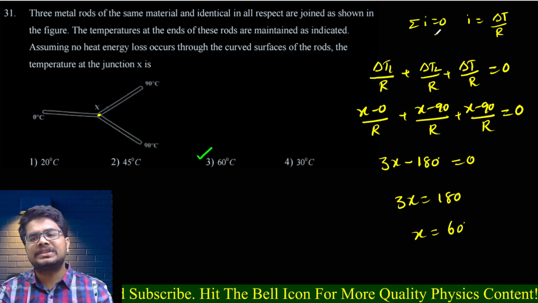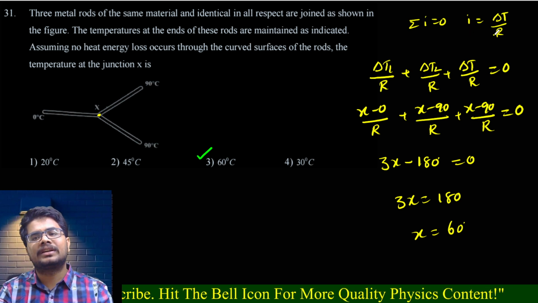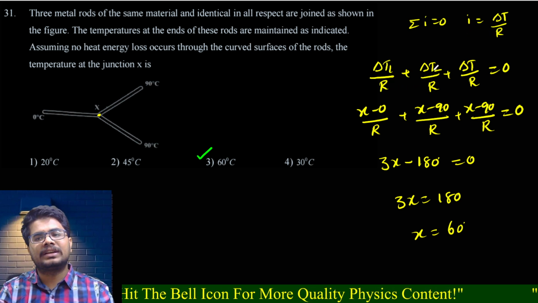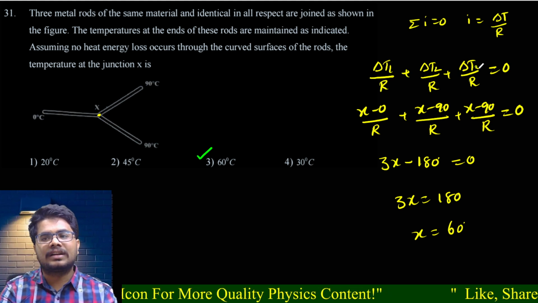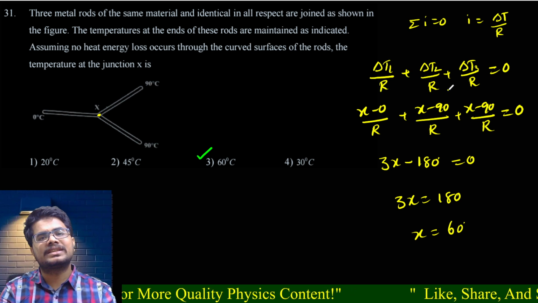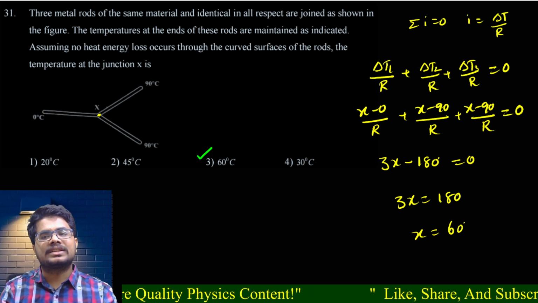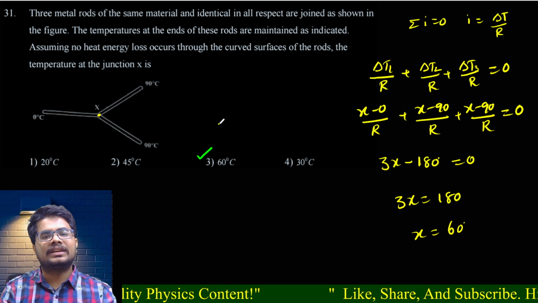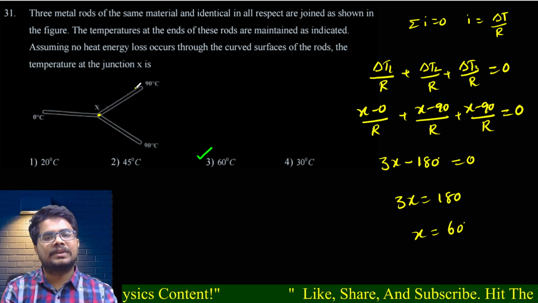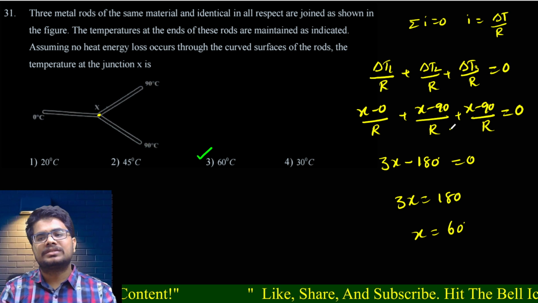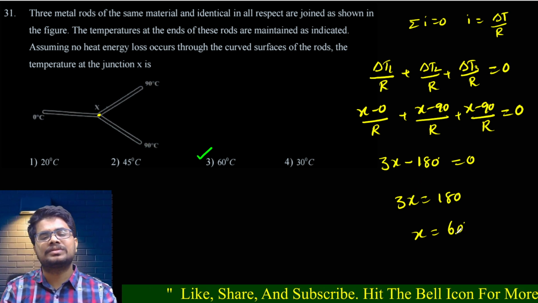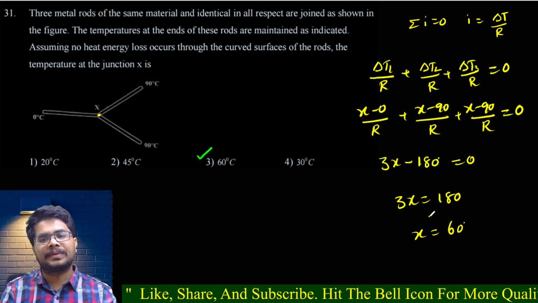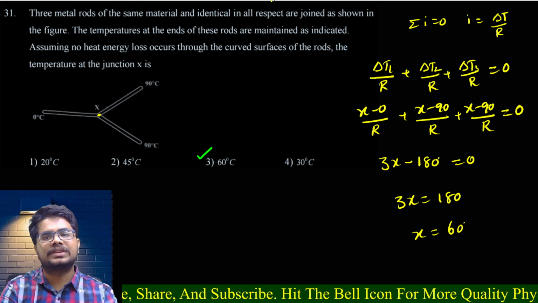Sigma I equals 0, means here heat current is 0. I equals delta T by R. So delta T1 by R1, delta T2 by R2, delta T3 by R3. Sir, why did you not write R1, R2, R3? Because all are identical, resistance is the same. Take it common and send to the RHS. Then how to write the delta T? X minus 0, x minus 90, x minus 90. If you write that, I will get 3x minus 180 equals 0, 3x equals 180, x equals 60. Easiest method I showed you. What answer will you get? Option 3 we will get.